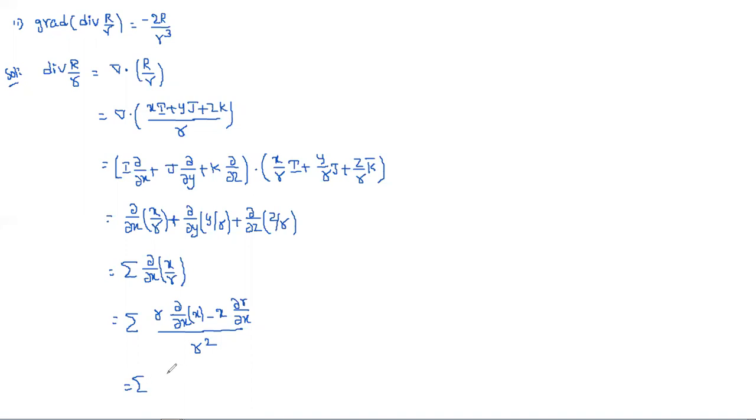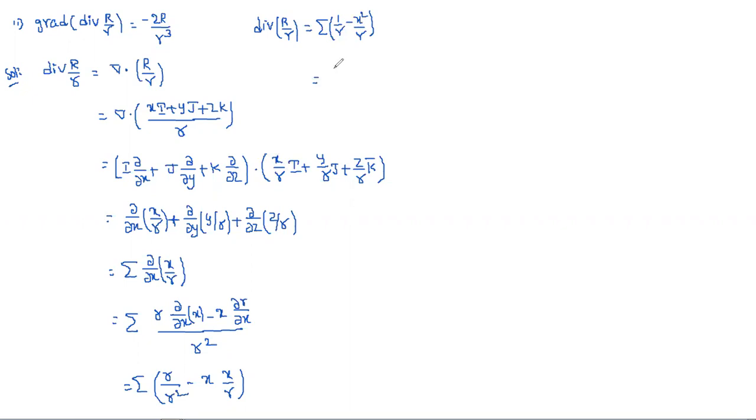You can split the terms r by r square, since ∂/∂x of x is 1, into ∂r/∂x, which we already wrote is nothing but x by r. So this is the divergence of r by r, which has the summation: r by r square is nothing but 1 by r, and x into x is nothing but x square by r. So this is only the derivative with respect to x.